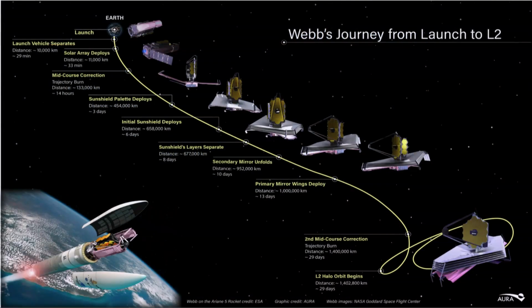This is a graphic on Webb's journey. It took about 4 weeks to go from launch to its current position at L2. It then took about 6 months of commissioning to get the images science ready, and that is when we started seeing the first publicly displayed images.